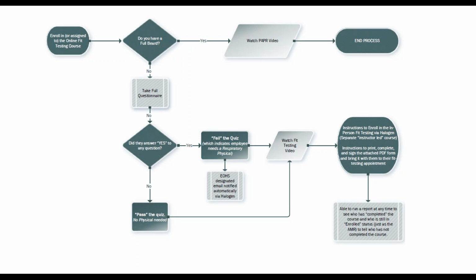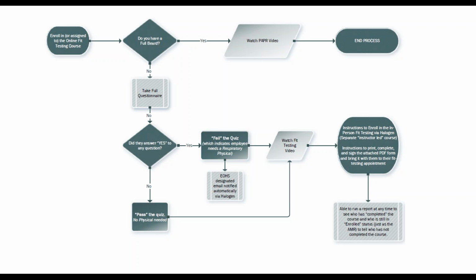So what we decided to do is we put it in our LMS, and we could enroll or assign the online course, so to speak, to the specific people that needed it. The first thing, it would come to a quiz and ask you, do you have a full beard, yes or no? If you did, that would automatically disqualify you from wearing the N95. You would watch the training video for the PAPR, and that would end the process. Or if you did not have a full beard, you would take that full questionnaire. So the full beard question was extracted from there.